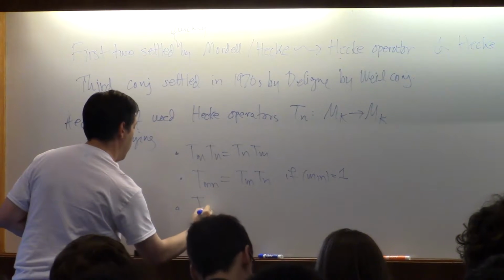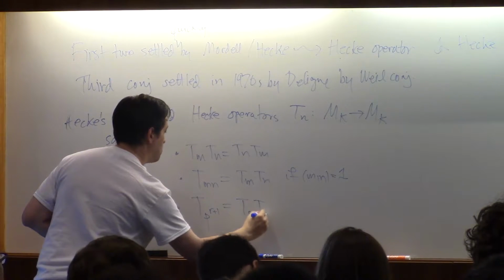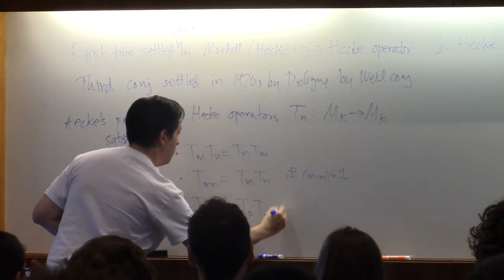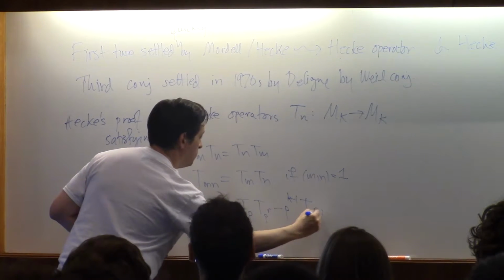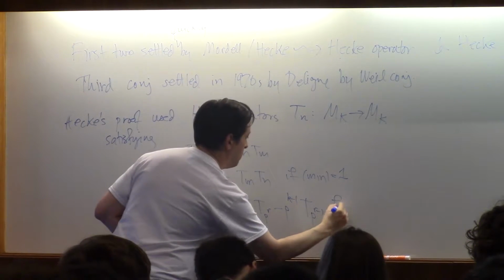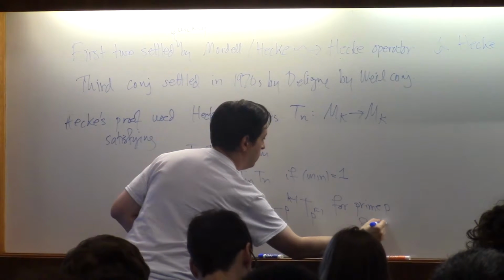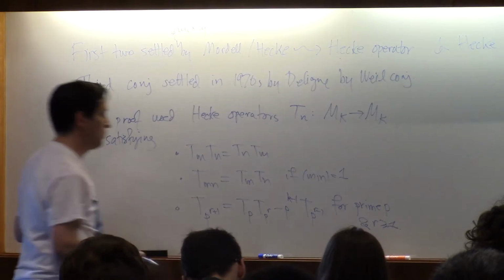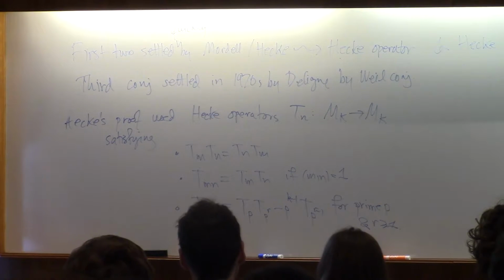And the Hecke operator at p to the r plus 1 is the product of the Hecke operators indexed by p and p to the r, minus p to the k minus 1, keeping the weight, times the Hecke operator at p to the r minus 1, for prime p and r at least 1. You can see that these operators satisfy recursive formulas, much like what Ramanujan was trying to prove for the coefficients of delta.